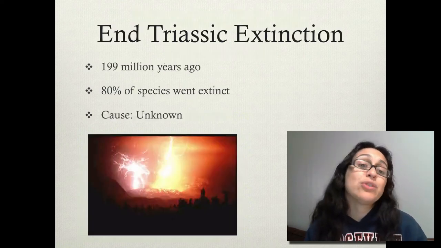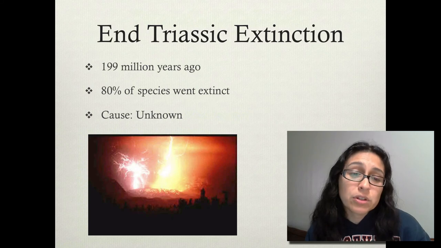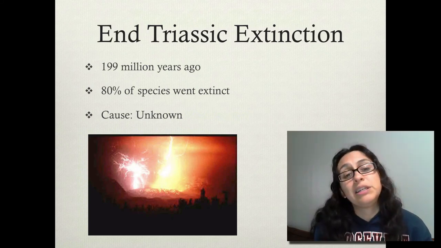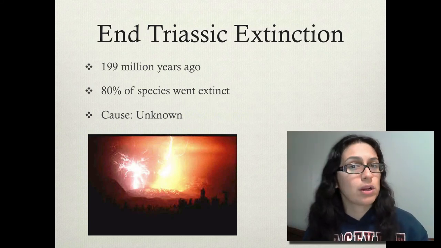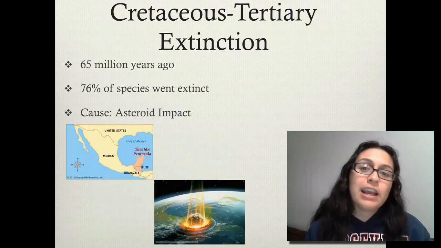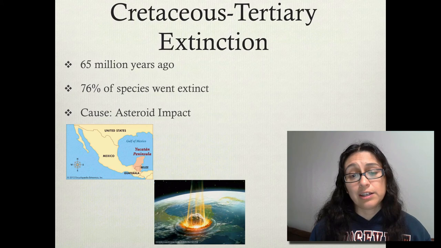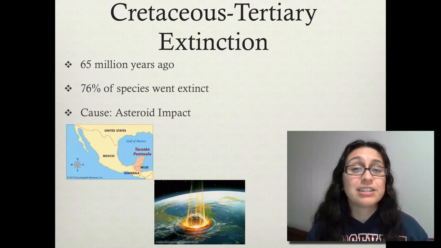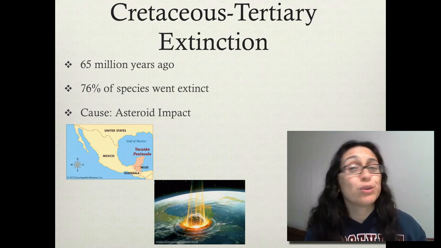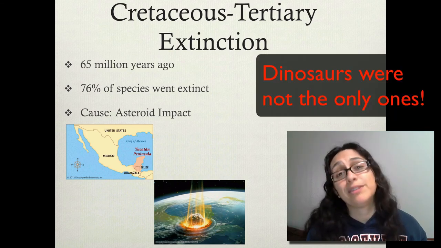Then you have the End-Triassic extinction, 199 million years ago. 80% of the species went extinct, and we don't exactly know what caused this one. And then finally, the one that you're probably most familiar with, the Cretaceous extinction. In this extinction, 65 million years ago, the reason you know so much about it is that this is the one that wiped out the dinosaurs.